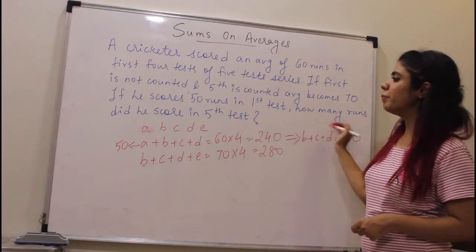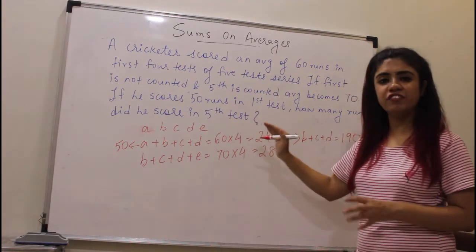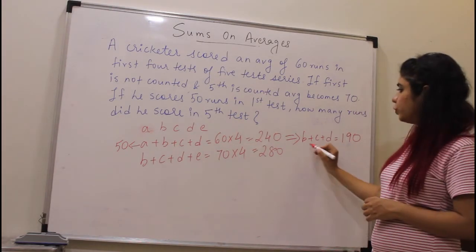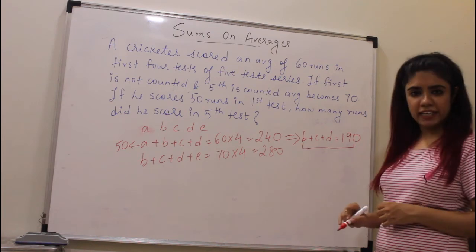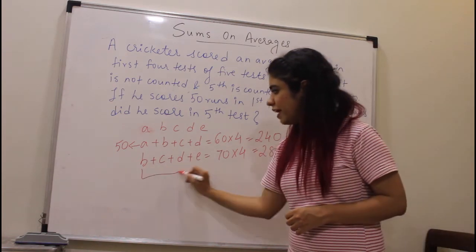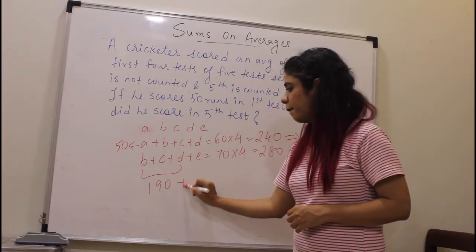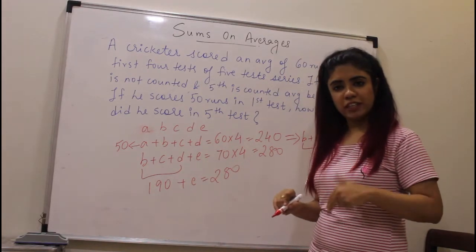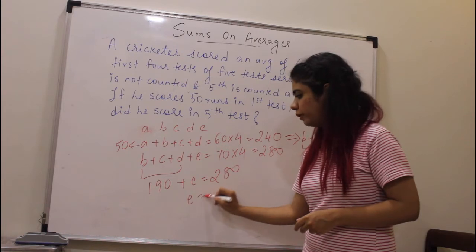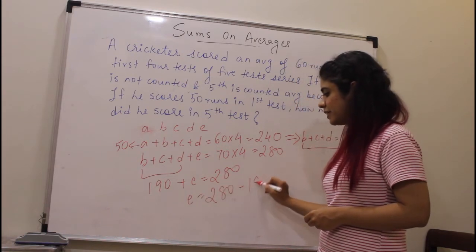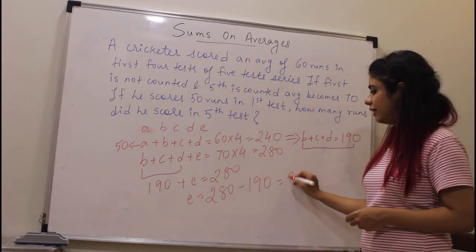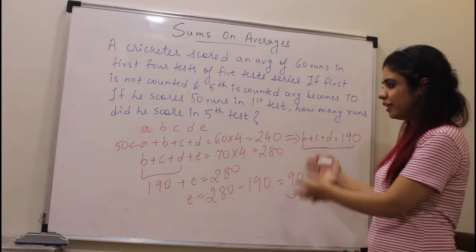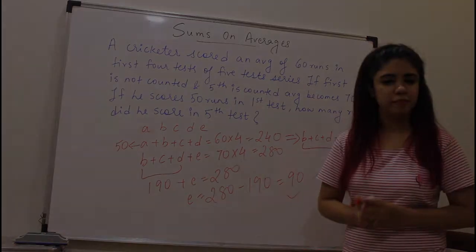They're asking you how many runs did he score in the fifth test. Fifth test means how much did he score in E. You know the value of BCD is 190, correct? So this value is 190 plus E is equal to 280. So in the fifth test, he scored 280 minus 190, which is 90 runs, and that becomes your answer. So if you realize, the process is extremely simple.